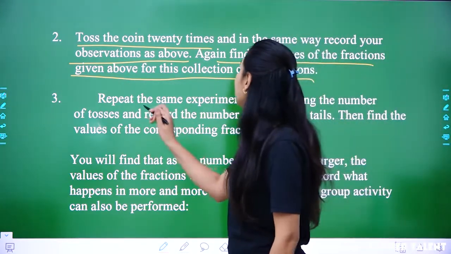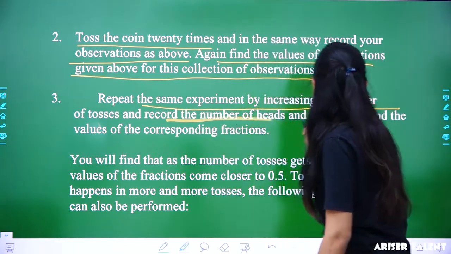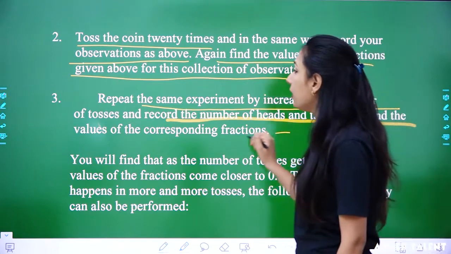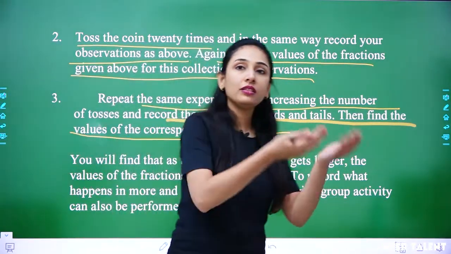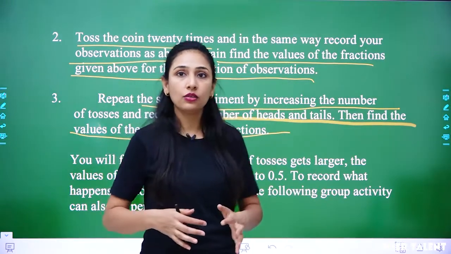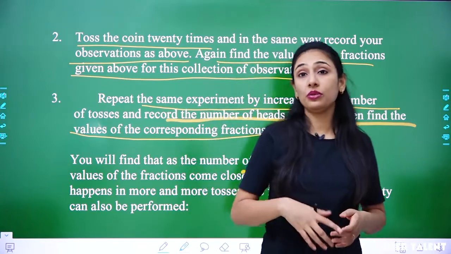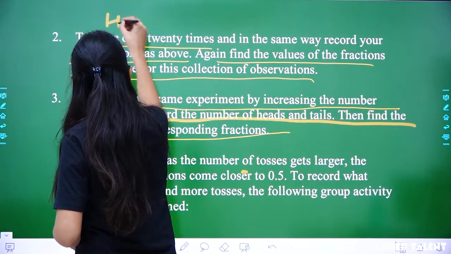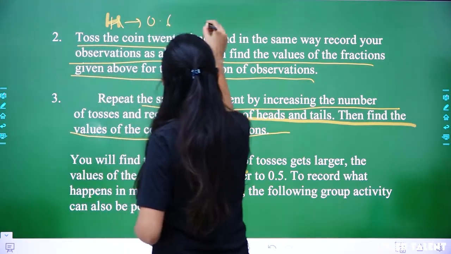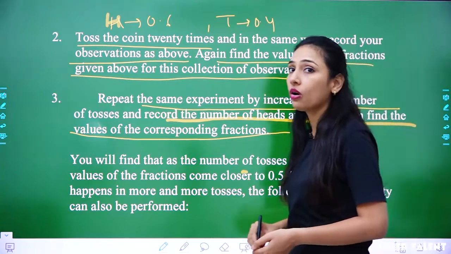Now repeat the same experiment by increasing the number of tosses and record the number of heads and tails, then find the values of the corresponding fractions. What you are going to do is increase the number, toss again, and keep a record of it, but just increase the number. In the first one, for head you got 0.6 and for tail you got 0.4. Right? Am I right or wrong?